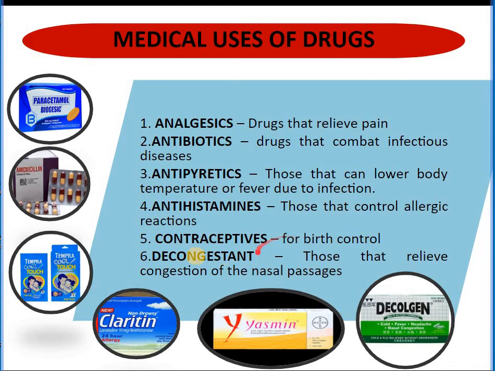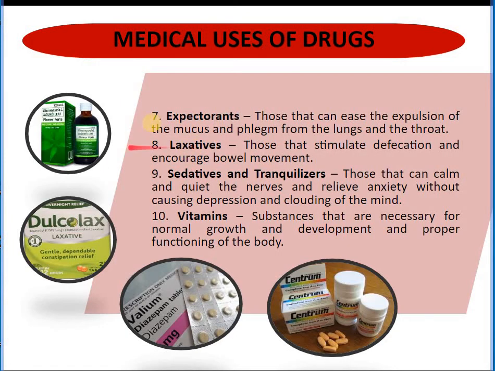Yan, inom sila ng Decolgen. So, these are the groups of medical uses of drugs. And then, we also have expectorants. Okay? Those that can ease the expulsion of the mucus and phlegm from the lungs and the throat. For example, meron kang sipon, plema. Okay? So, ito yung mga Phlegmex. Diba? Or yung mga Lagundi. Ayan. Robitussin. Ayan. Ang tawag doon ay expectorants.